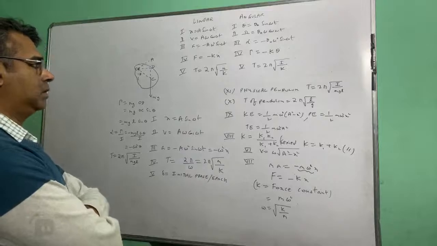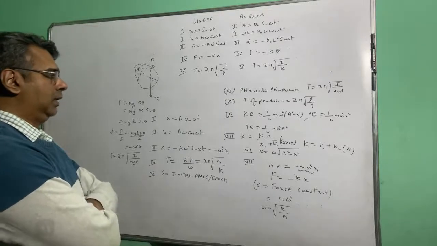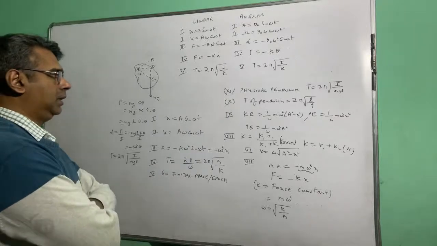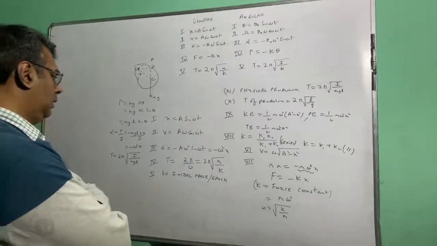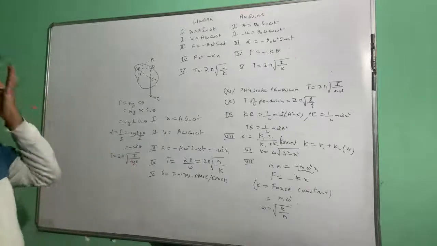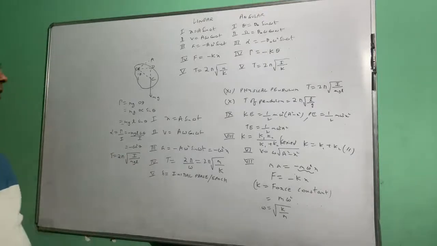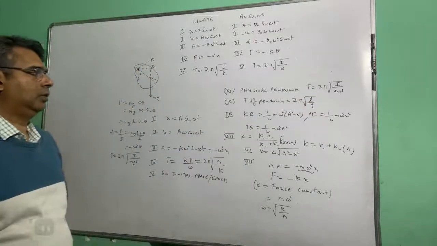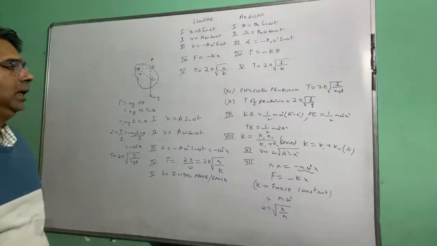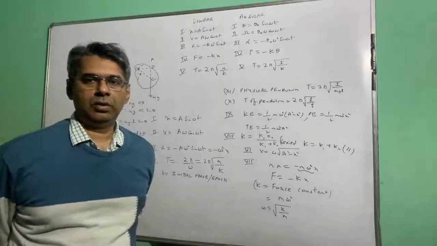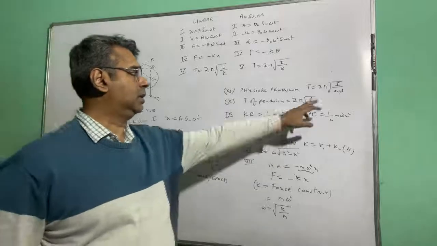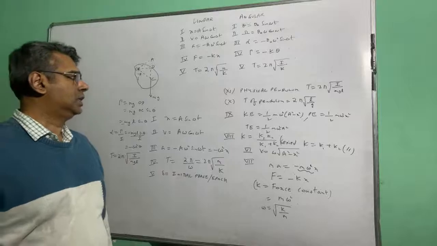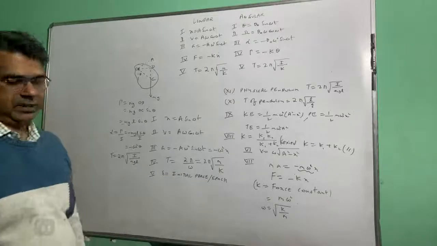So time period is 2 pi root I by mgl. So for a physical pendulum, the time period is 2 pi root I by mgl. This is for physical pendulum, right? And physical pendulum you can say is a more versatile formula, because in this if you just put I equal to ml square, you will get the answer of simple pendulum. So these are the formulas, right? Physical pendulum is this.